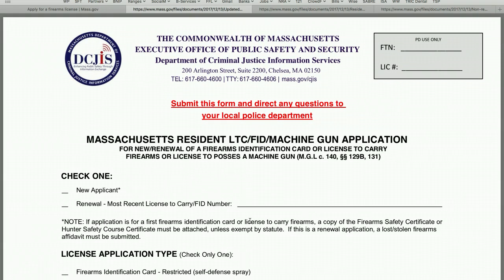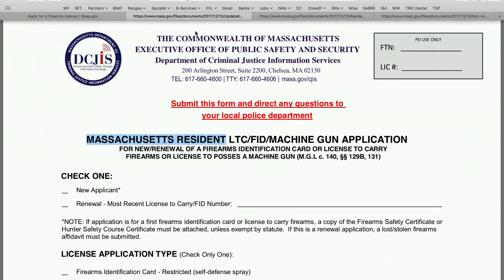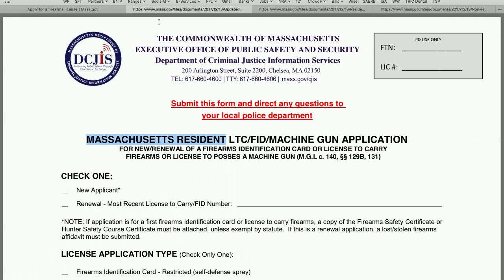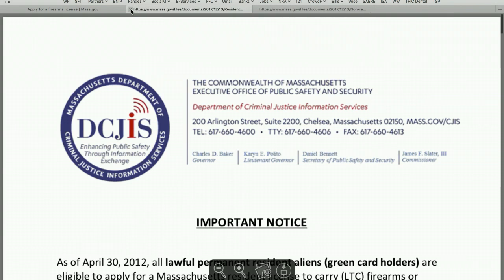So that's your resident license to carry, right? That's if you live in Massachusetts. It's telling you Mass resident right here. If you don't live in MA, it's going to be a different license to carry. Now that we've covered that, we're going to go ahead and exit out of here.